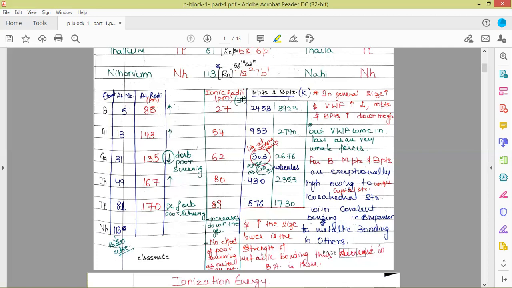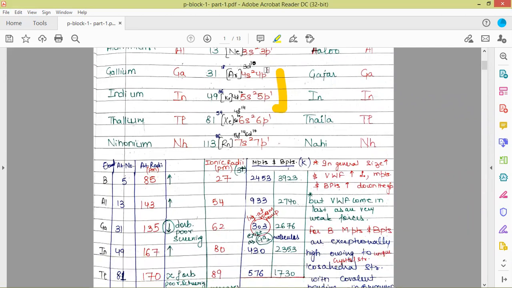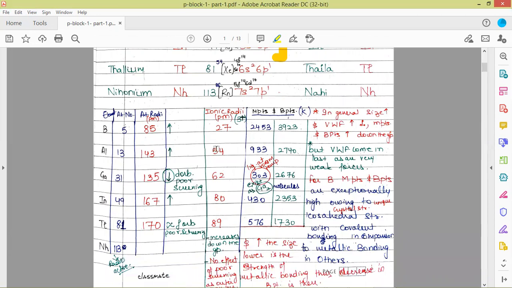Here, the effect of the poor shielding of d orbitals or the poor screening of f orbital electrons is not there, because the outermost shell on which the effect of poor shielding was there is now lost in the form of ions, as the charge is 3 positive. So the outermost shell, where the ns2 and np1 electrons are present, is already lost, and no effective nuclear charge is felt on these electrons. Now the outermost shells which are present are the d and the f subshell, in the case of gallium and thallium respectively. So that is why there is no exception in the ionic radii, and ionic radii is increasing as we are moving down the group.